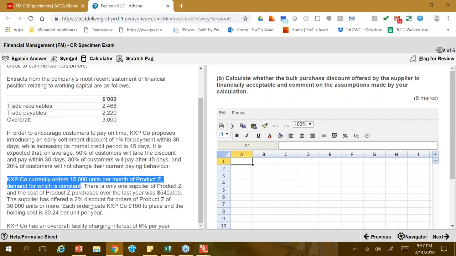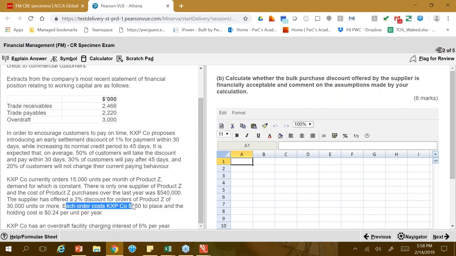15,000 units per month times 12 will give us the annual demand. There is only one supplier of product Z, and the cost of product Z purchases over the last year was $540,000. So this is the total purchase cost for product Z. The supplier has offered a 2% discount for orders of product Z of 30,000 units or more. So this is the quantity we need to order to get the bulk discounts: 30,000 units. Each order costs $150, and the holding cost is 0.24 per unit per year.